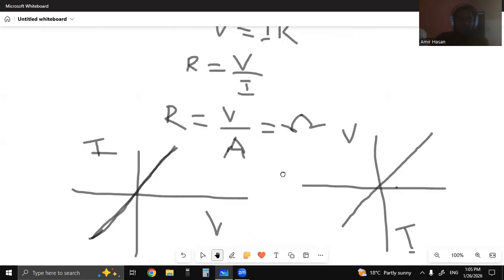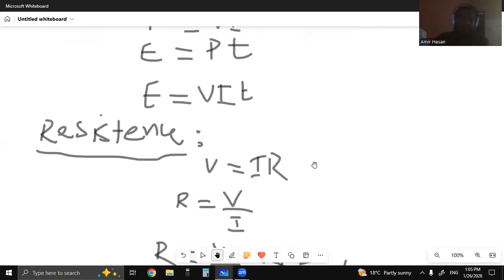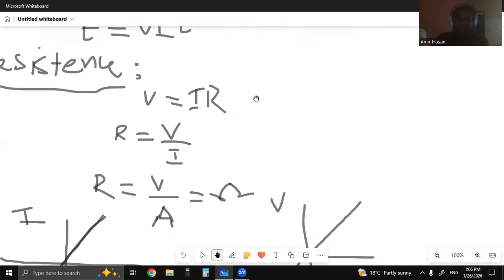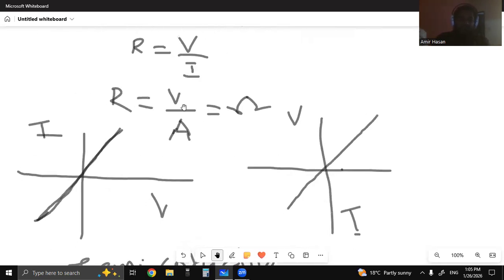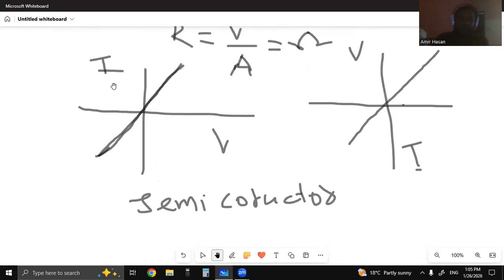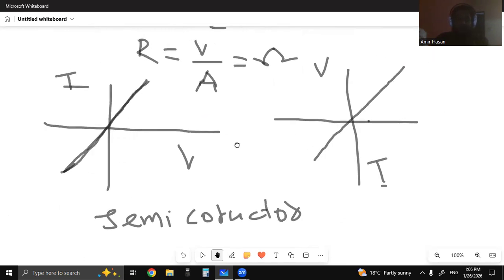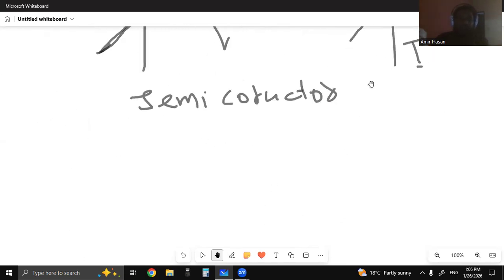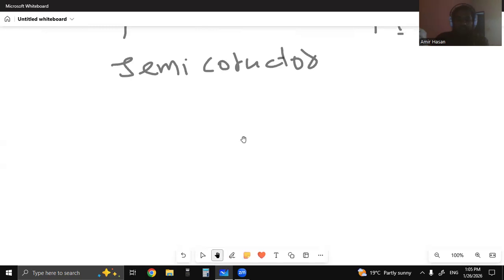Previously, I told you about resistance. Resistance is the opposition to the flow of current, and the formula for resistance is potential difference upon current, with the unit volt upon ampere equal to ohms. When there is an ohmic conductor, we can draw the V-I graph as directly proportional. Now I'm starting the graph for the situation in a semiconductor.